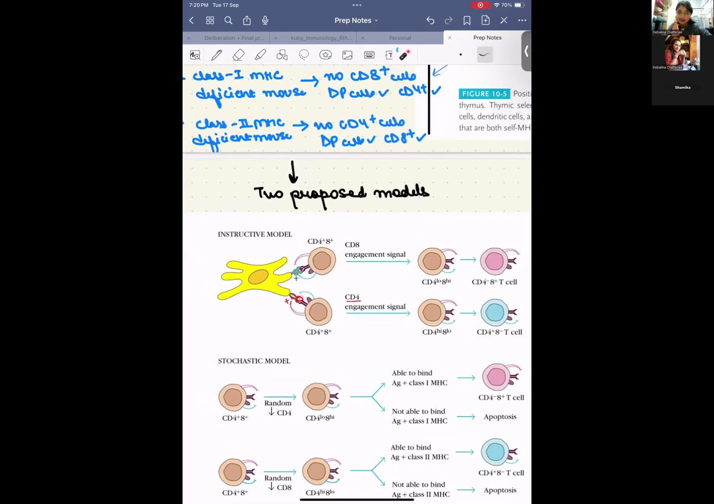Interaction of antigen by the TCR happens as a first step. Now, for double positive cells to become single positive, either of the receptors is going to get a chance of interacting with an MHC2 or MHC1 molecule. Based on that, they are going to become a monopositive cell.